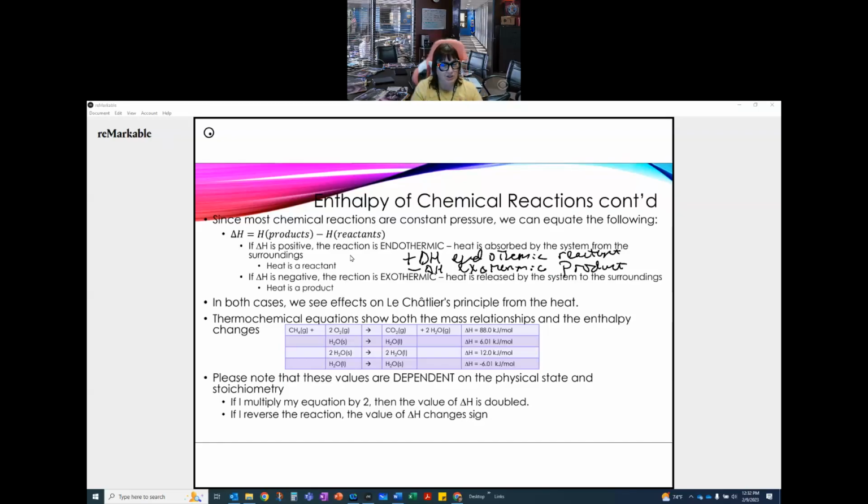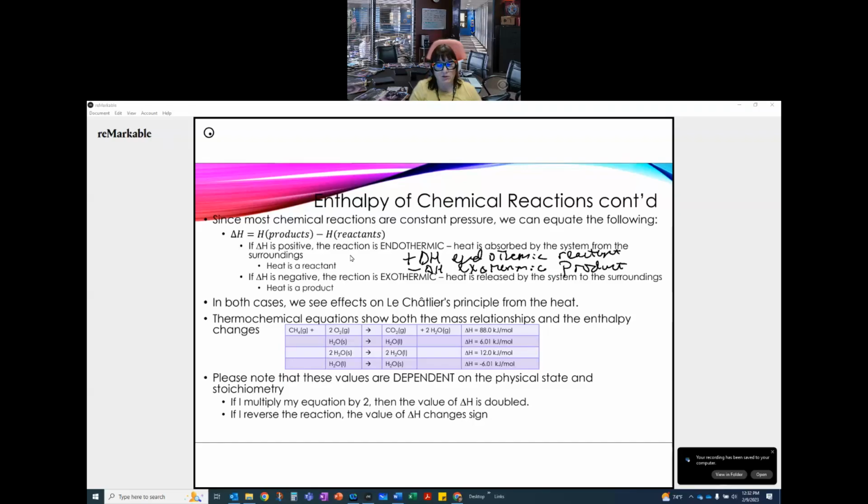Okay, so just like we talked about with Le Chatelier's principle, if we change the temperature and we add heat, if it's an endothermic reaction, that makes the reaction go forward. Right? If it's an exothermic reaction and we add heat to this, then it makes it go backward because that's not a favorable situation. Okay, so that's important for us to be able to look at. We can see that effect from Le Chatelier's principle.